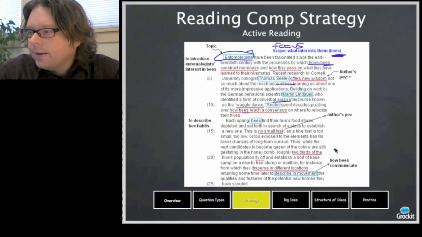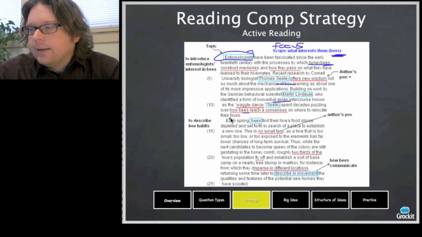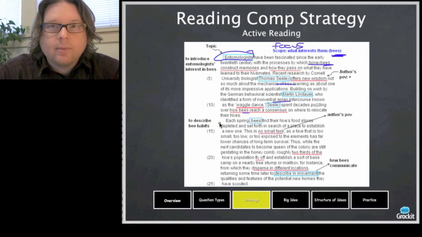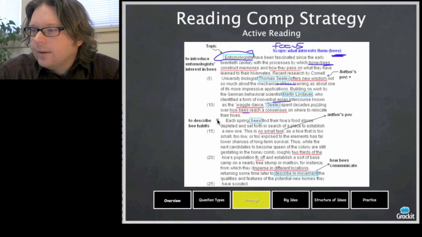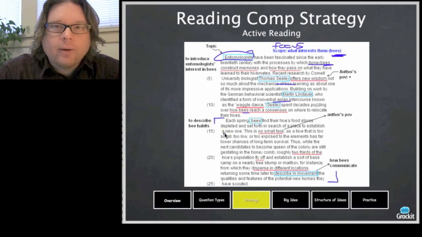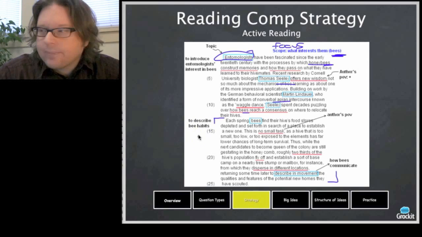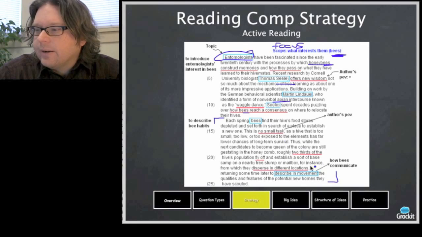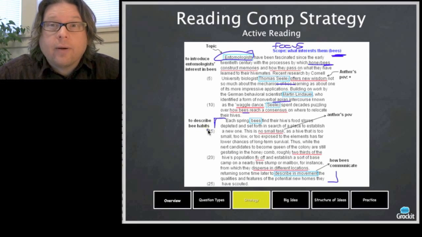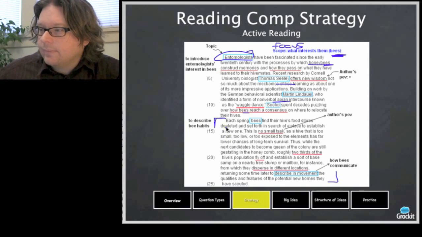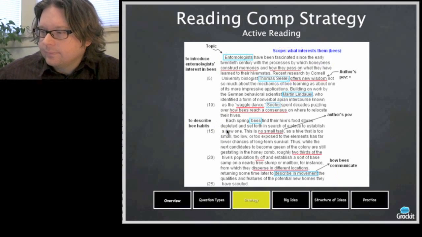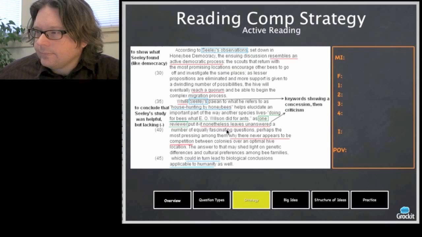So, we pause a moment to kind of figure out what the function of this passage is, and it's clearly to describe these bees' habits. And there's a little bit on how they communicate, but this is mainly bees' habits when they're looking for a new home. But there's more. All right.